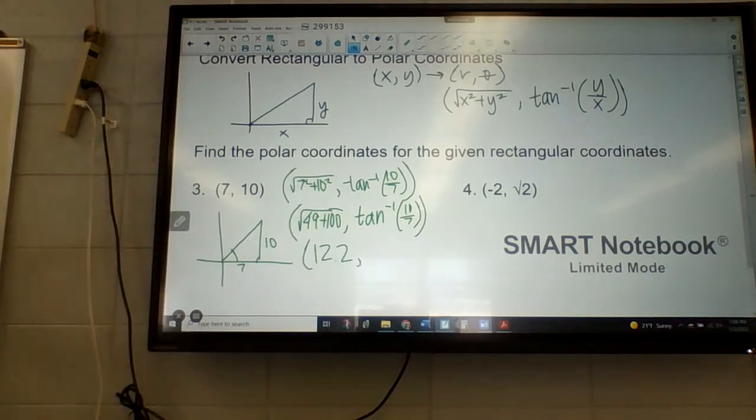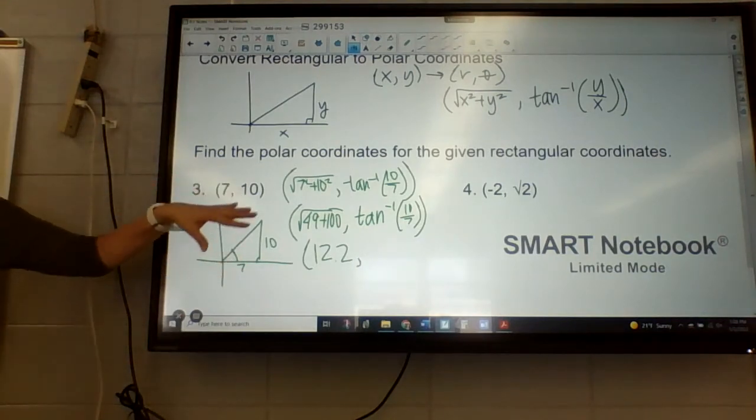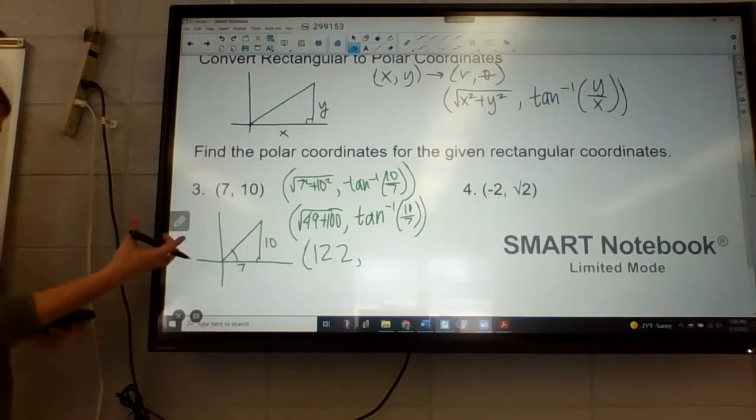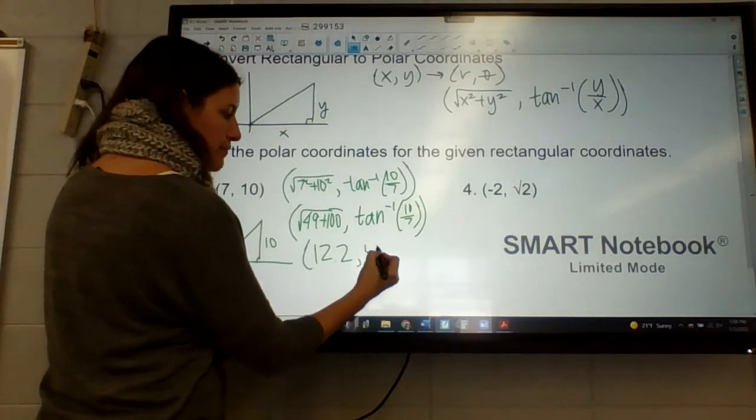Again, making sure this makes some sort of sense. This is the hypotenuse of our triangle, so it should be longer than the other two sides. And then our angle, the inverse tangent of 10 over 7, should be a positive angle in that first quadrant, so that should be 55 degrees here.